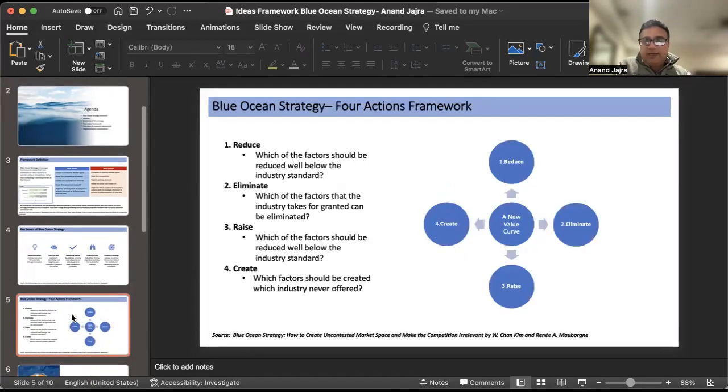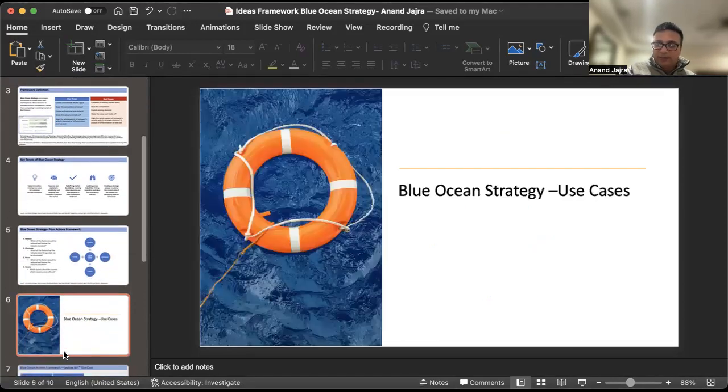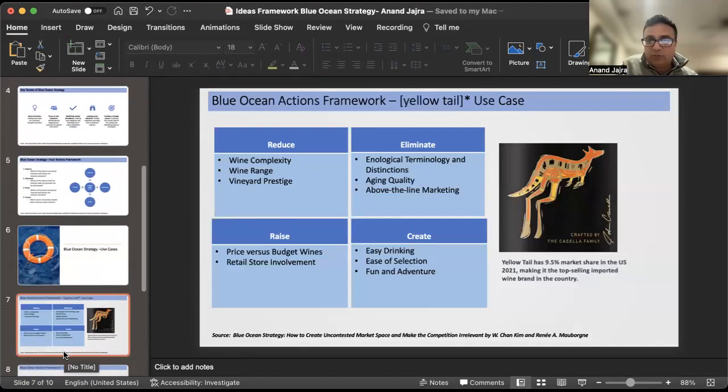Jumping on to the next slide, the four actions framework is how the strategy gets deployed. You focus on what factors to reduce from the industry standard, what to eliminate, where to raise your standard, and how to create new standard or new services which industry hasn't offered yet. And by deploying that, businesses have successfully used it to create completely new markets.